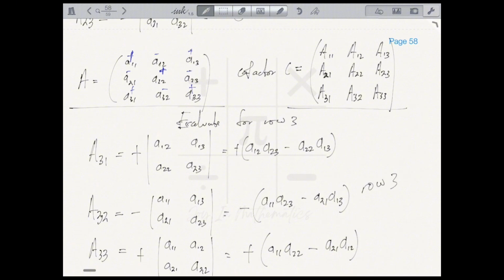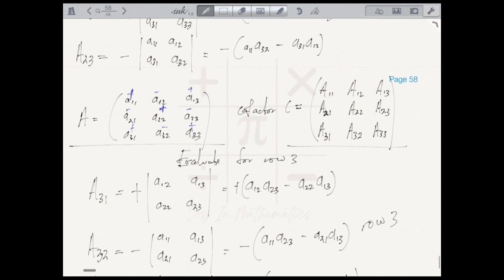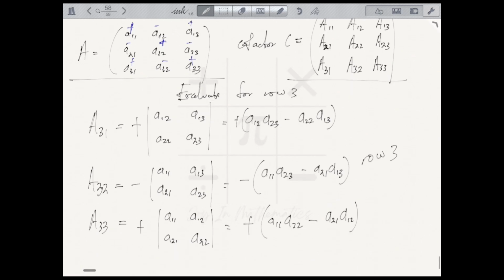Now remember, we had 2 examples to solve to evaluate the inverse. So we'll begin with the first example. The first thing we do is to evaluate the cofactor for the first example. That will be in the next video.